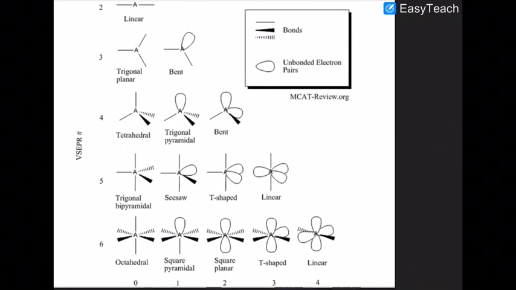Now, if you have four electron pairs around the central atom, and all four of them are bond pairs, it is a perfect tetrahedral. If you have one lone pair, then the geometry will be trigonal pyramidal.